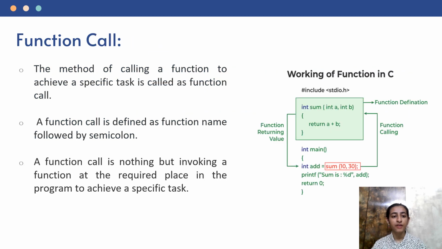At last, we have function call. The method of calling a function to achieve a specific task is called a function call. A function call is defined as the function name followed by a semicolon. A function call is nothing but invoking a function at the required place in the program to achieve a specific task. Here we have an example of working of function in C.